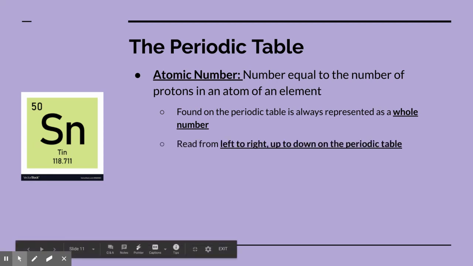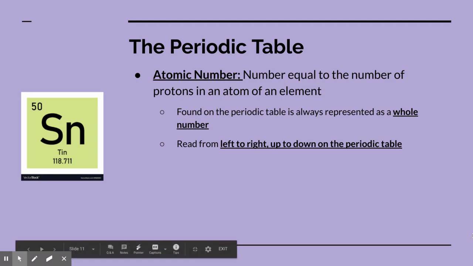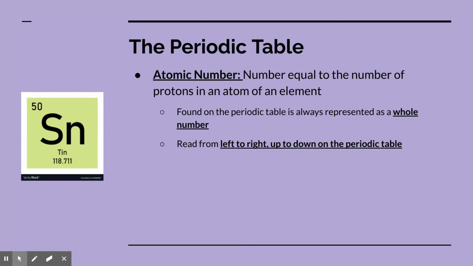Okay. And if you take a peek at your periodic table, you'll notice that we start at the top and we read from left to right, up to down. So when you look at your periodic table, you'll notice that hydrogen is all the way in the top left-hand corner. And if you move straight across, from left to right, you'll see that helium is next. If we look at the atomic number, hydrogen has 1, helium has 2.